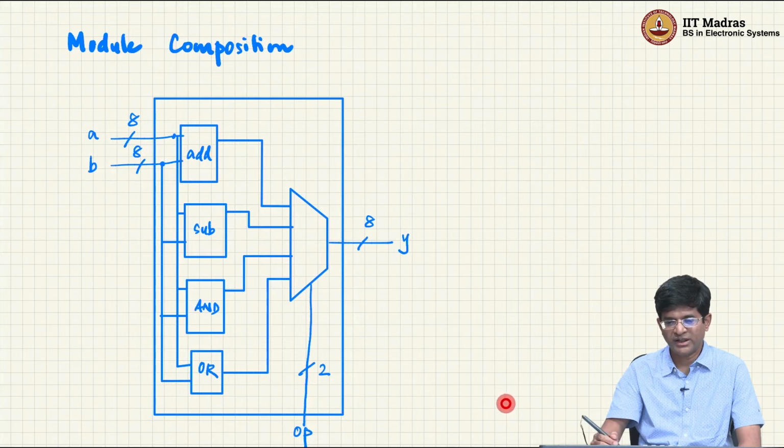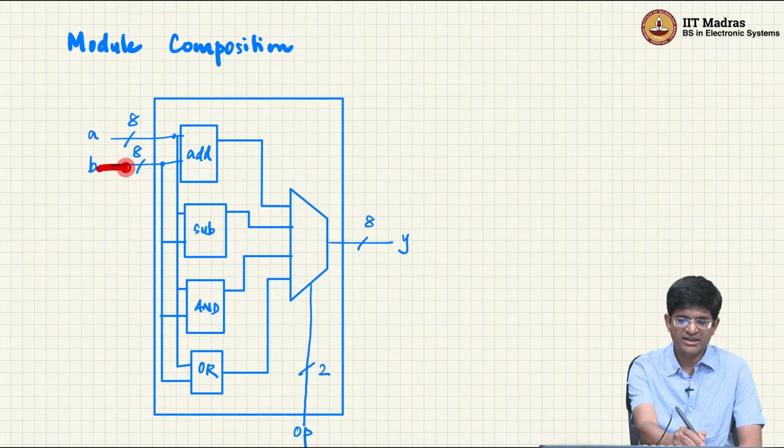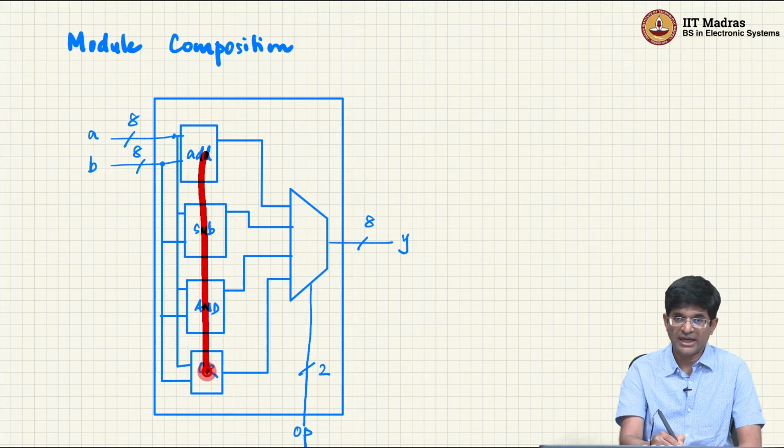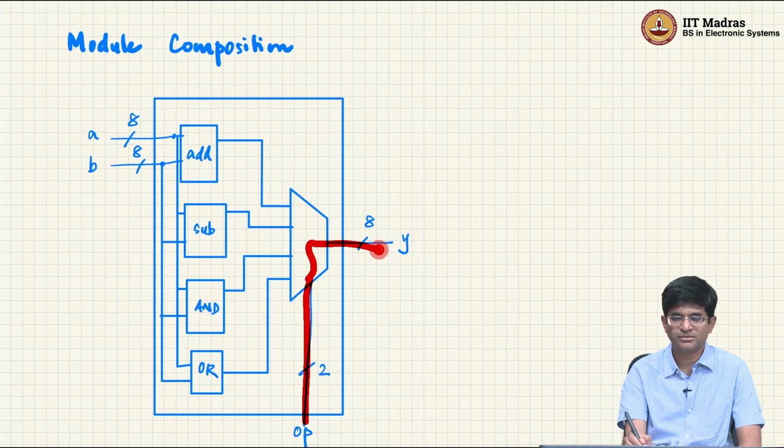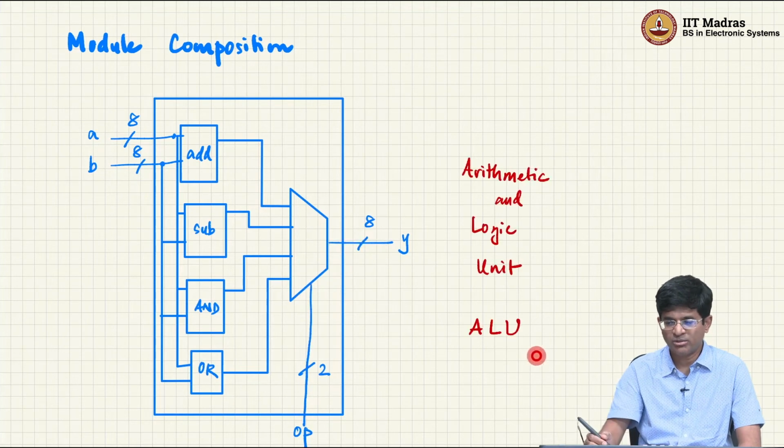Now think about what we have done here. We have basically had something which takes in 2 inputs. It performs different kinds of arithmetic or Boolean or logical operations and selects one of them through to the output, right. The term that's normally used for this is the ALU, the Arithmetic and Logic Unit. This is pretty much how the ALU of a CPU, a processor, looks like, right.